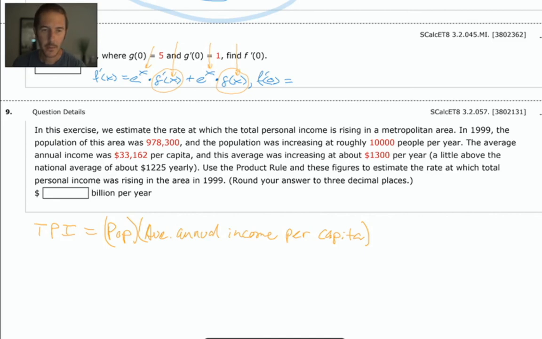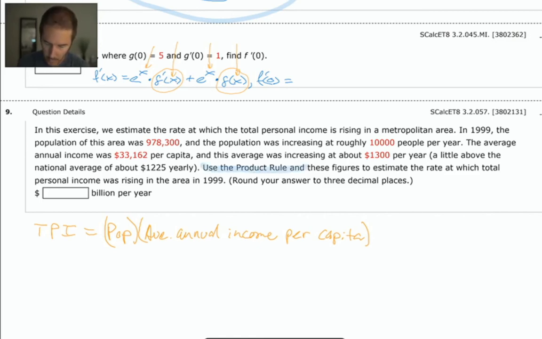And then let's look at the question again from the very beginning. In this exercise, we estimate the rate at which, I see the word rate, I'm thinking derivative. Rate of change, instantaneous rate of change. We estimate the rate at which total personal income is rising, so we're assuming it's going to be a positive number. So I need to take the derivative of total personal income because it's on the rise, and I want to know the rate at which it's rising, which reminds me, let's skip down to the question.